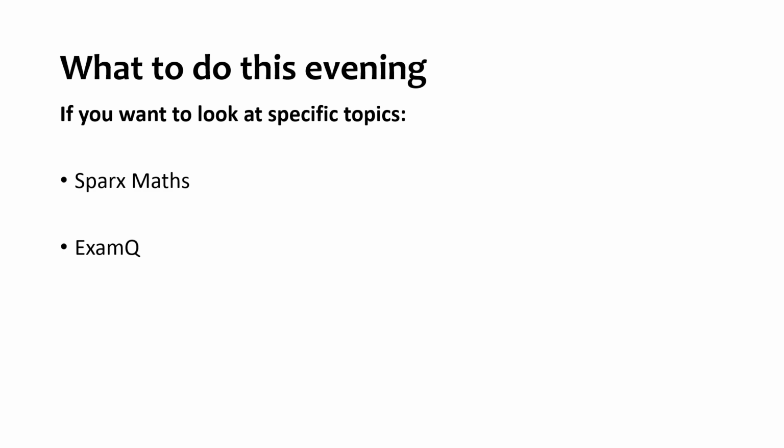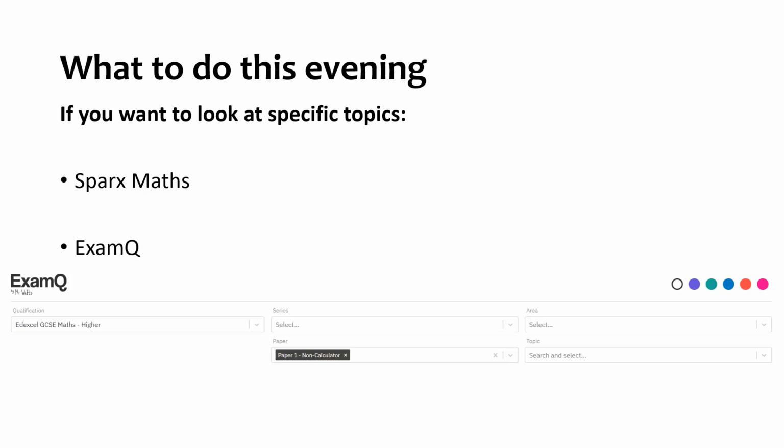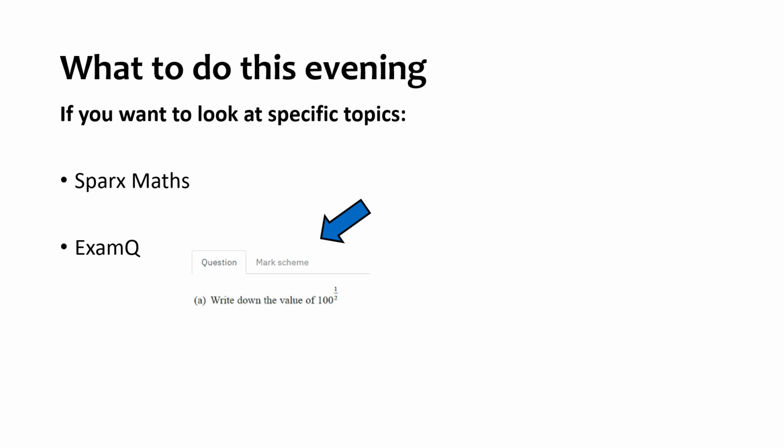You could also do the same thing using something called ExamQ. And on ExamQ, there are loads and loads of different questions from previous exam papers. I would suggest that you search for paper, make sure you choose paper 1 non-calculator, and find those topics again that are most relevant to you. See the type of questions that come up, see the way that they're worded, and you can also see the specific mark scheme, so you can see where the marks might be for this question, as you can see here.